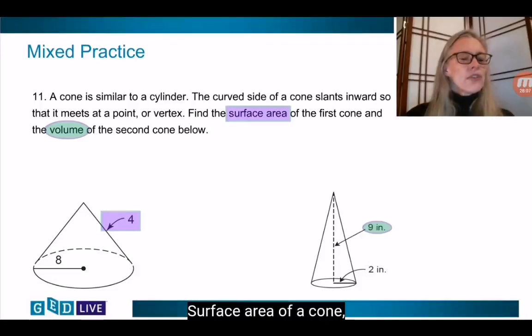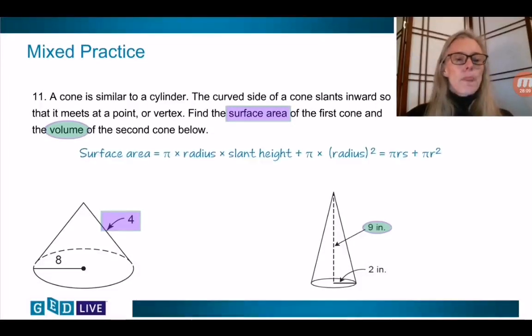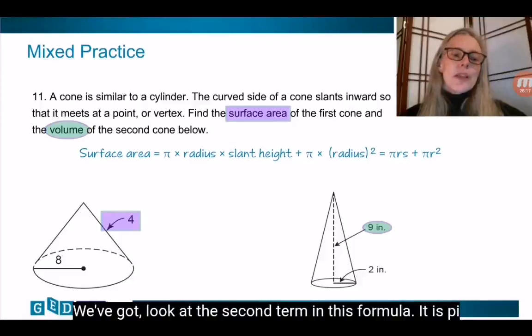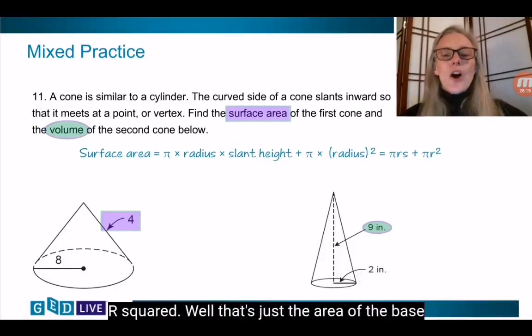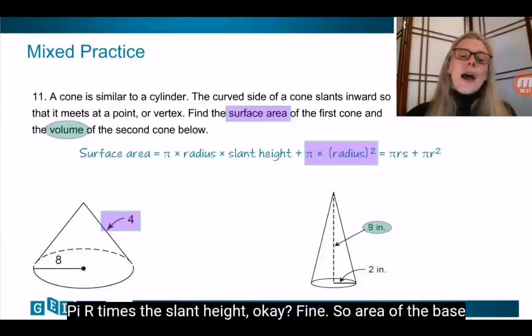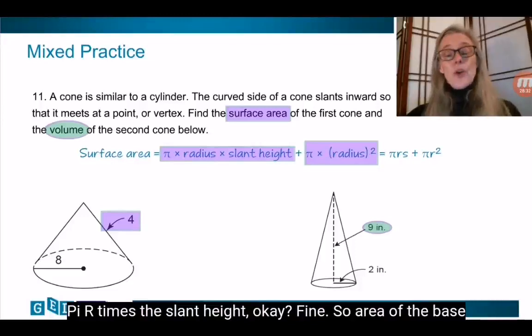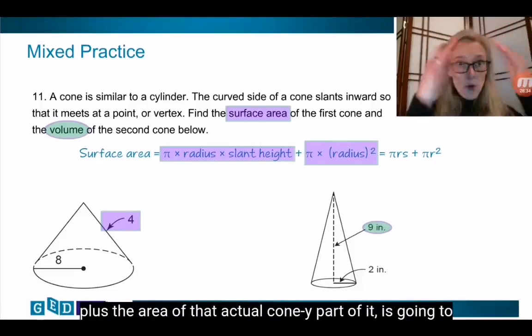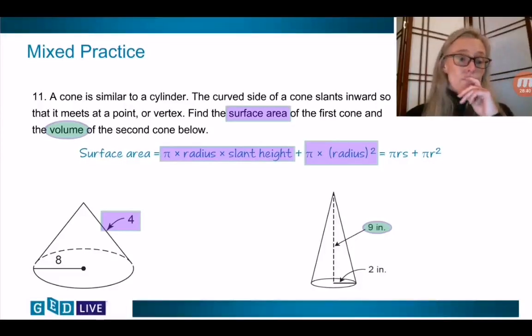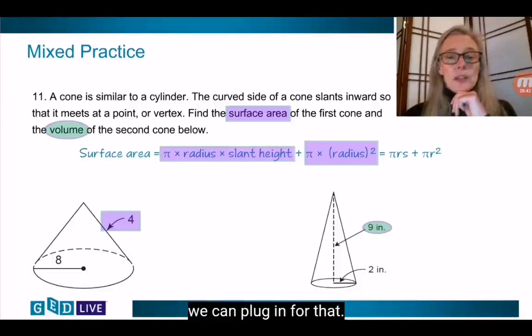So surface area of a cone is going to be equal to, again, take a look at this. Look at the second term in this formula. It is pi r squared. Well, that's just the area of the base, right? And so we're adding to that pi r times the slant height. Okay, fine. So area of the base plus the area of that actual coney part of it is going to give us the total surface area of this closed cone. So we can plug in for that.